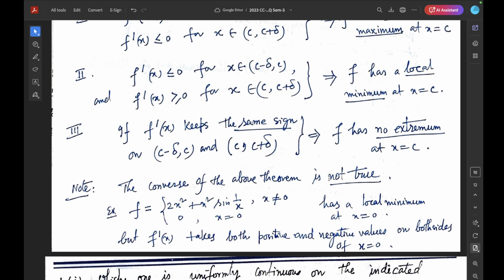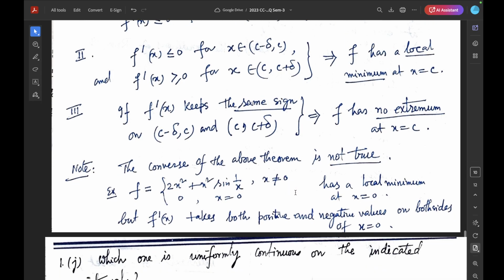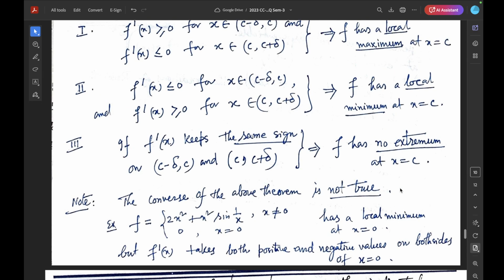The converse of the above theorem is not true. So f equal to this function has a local maximum at x equal to 0, but f dash x takes both positive and negative values on both sides of x equal to 0.